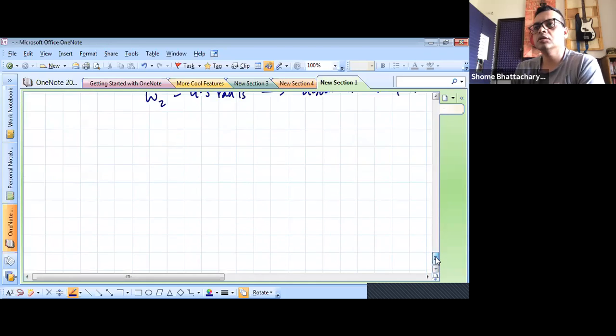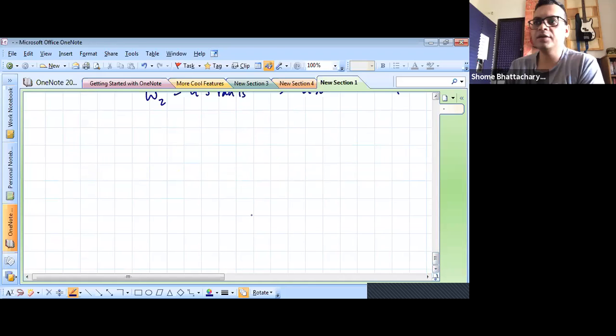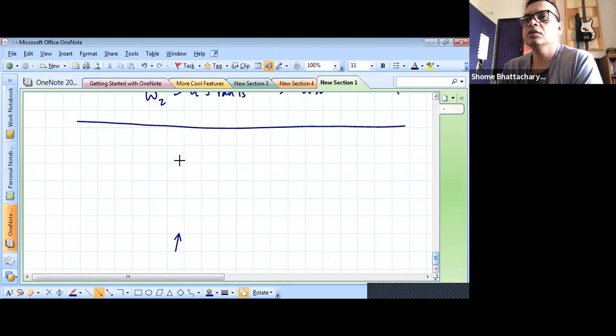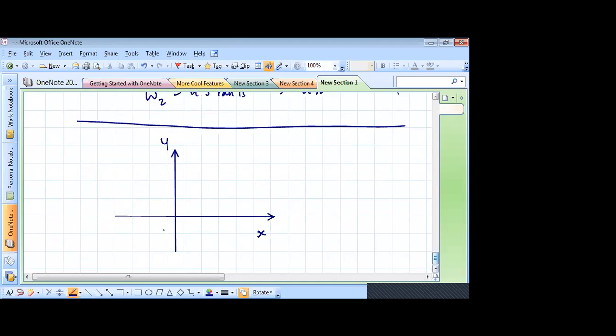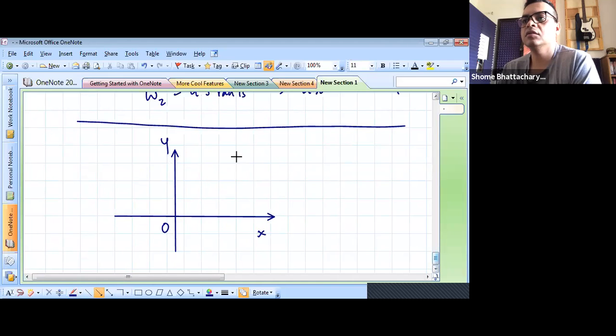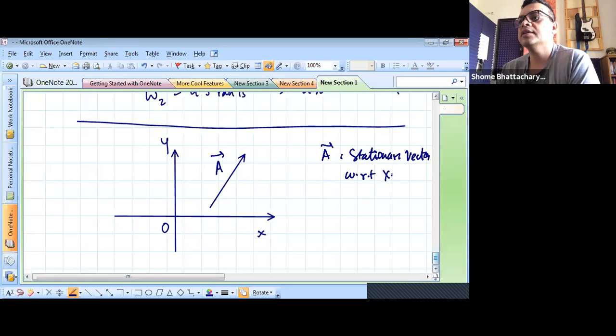Because, why will there be angular acceleration only for one with respect to the other? That is what I'm trying to explain here. Now forget this case for a moment. Suppose we have a situation where we are looking at an xy plane, and in this xy plane we have some arbitrary vector A, a stationary vector with respect to the xy plane. Now, suppose I start making the xy plane itself rotate about the z axis with omega.